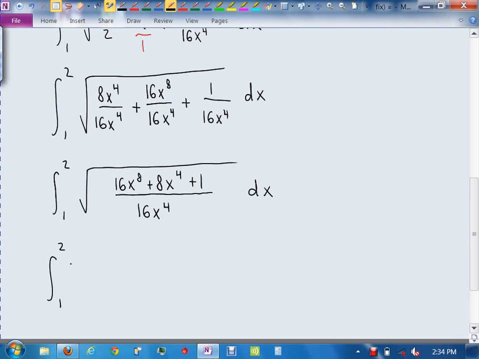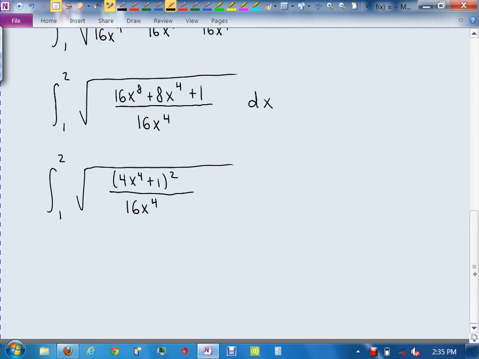Integral 1 to 2, square root. Now, the numerator of that fraction is a perfect square trinomial. It's 4x to the 4th plus 1 squared. In other words, if you factor the numerator, it turns into 4x to the 4th plus 1 times 4x to the 4th plus 1. Do y'all agree with that? Yep.